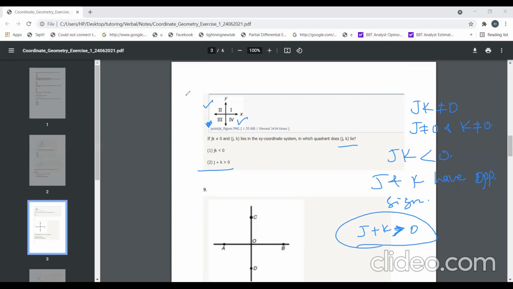Let's try. When the point is in the second quadrant, let's say the point is (-2, 3), right? So J plus K would be equal to 1, which is greater than 0. Or we can have the point (3, -2). Exactly. Again, J plus K is 1, which is greater than 0. So this is not providing us any meaningful information. This is helping us drill down to two quadrants, either second or fourth. But beyond that, we cannot go. We cannot specifically find out which quadrant the point lies in. So both together are not enough, and that's why the answer would be E. Make sense?